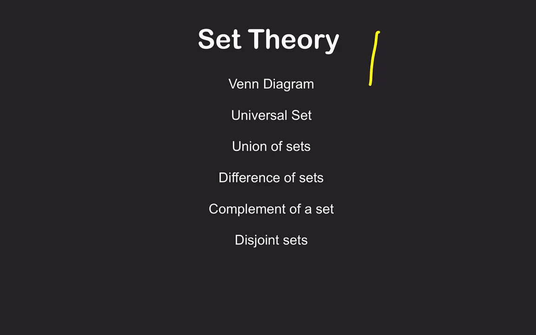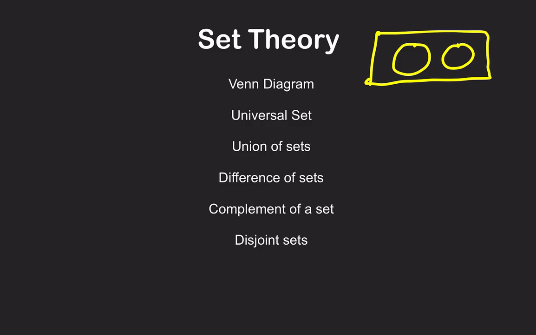I hope you have seen a Venn diagram, something like this, or this, something like this. So what exactly is a Venn diagram? A Venn diagram is just a pictorial representation of sets. So sets, you write like curly bracket 1, 2, 3, 4. If you are using pictorial form, that is a Venn diagram.